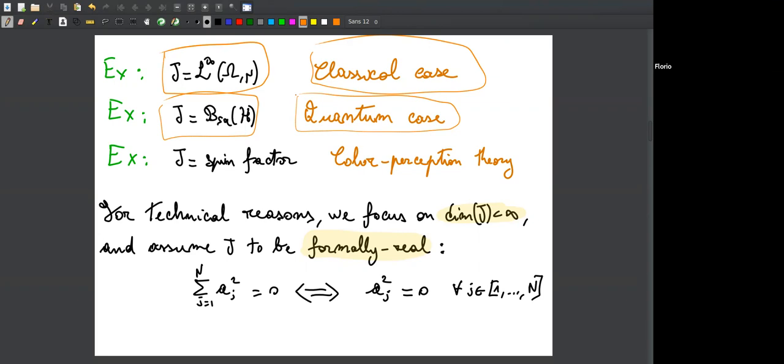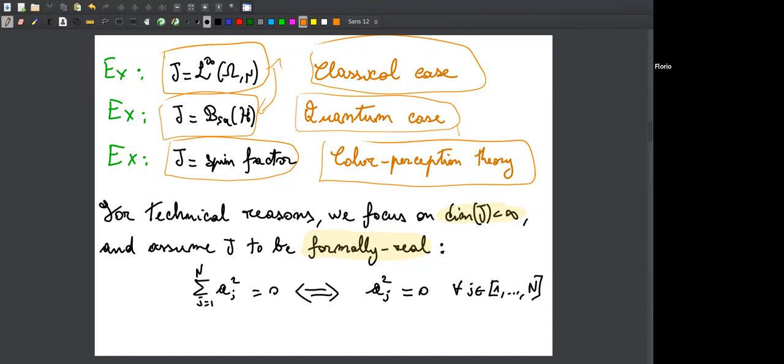And the last one is kind of a nice thing because it's called spin factor. It's definitely different from these two. And recently it has been connected with the theory of color perception. That's a work by Eduardo Provenzi and Michel Berthier. It's a very cool approach to color perception theory that builds a lot on the quantum case.